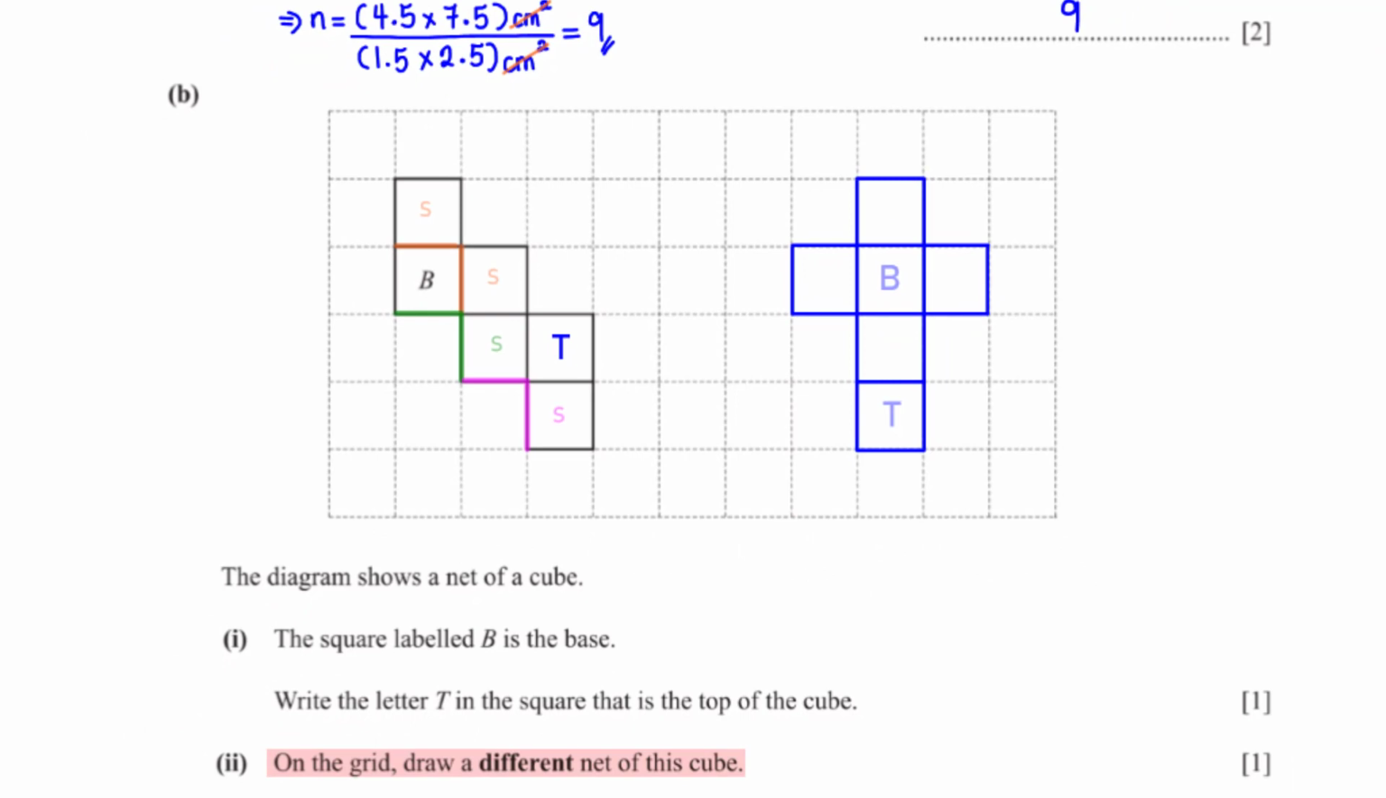On the grid, draw a different net of this cube. We start by drawing the base of the cube. The base would be connected directly to the four side faces. We can connect the top of the cube to any of these four sides. In this case, we connected it to the bottom.